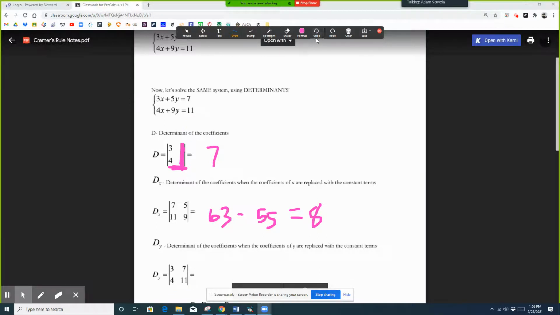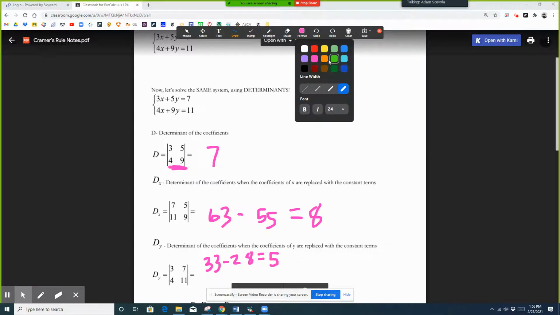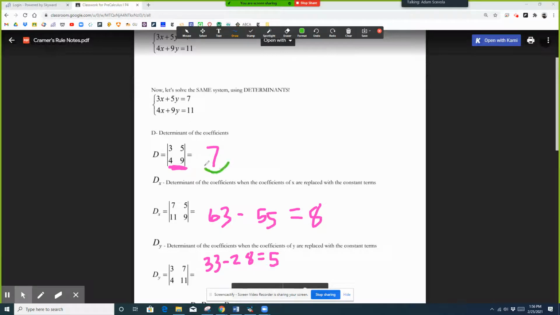Now find that determinant. So that's going to be 3 times 11, which is 33, minus 4 times 7, 28, and we get 5. Now, these numbers should look familiar, or you have terrible short-term memory. Why do they look familiar? Well, 7, 8, and 5. If you remember, when we solved this equation up top, which is the same one here, we just solved it a different way, we got that x was 8/7 and y was 5/7.